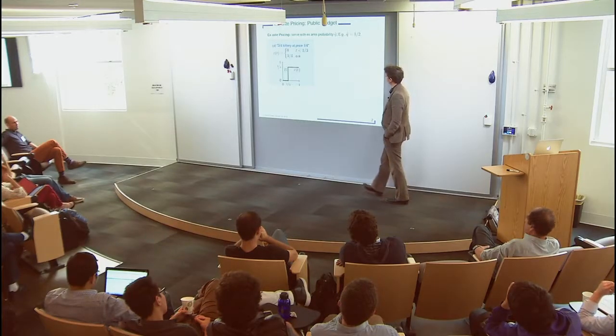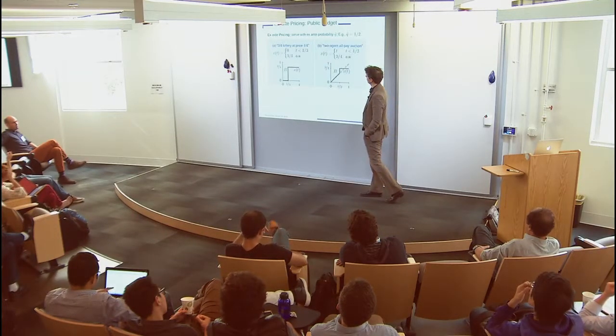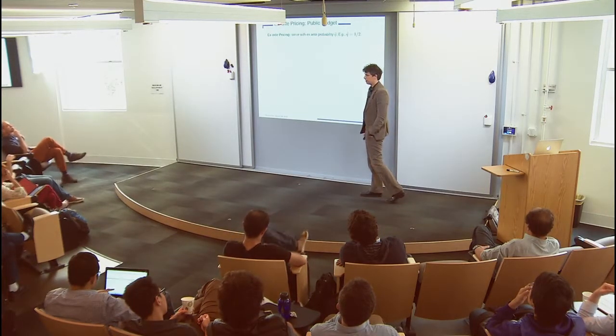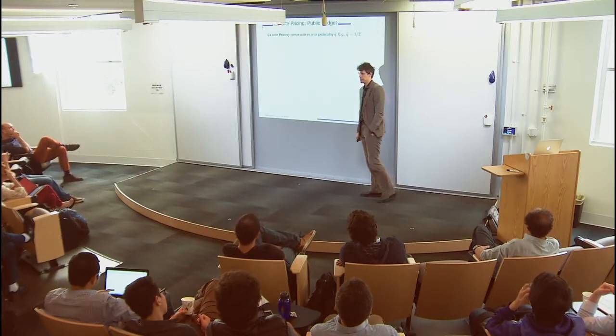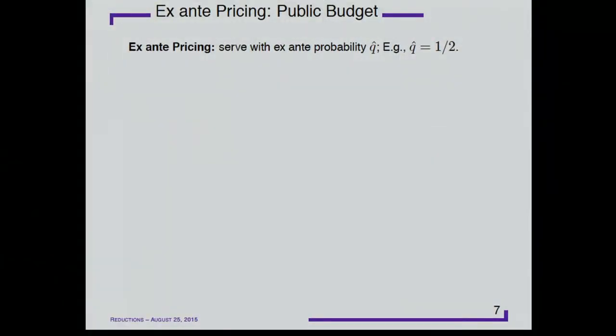Okay, so I want to start by talking about some ex-ante pricing mechanisms, meaning in a second we're going to want to optimize, given some constraint on the ex-ante probability I serve a player, what is the revenue optimal mechanism for that constraint. So let's just look at a couple mechanisms that satisfy some constraint. Okay, so I'm going to start with an ex-ante constraint of 1/2. So meaning come up with a mechanism which serves the agent with ex-ante probability 1/2.